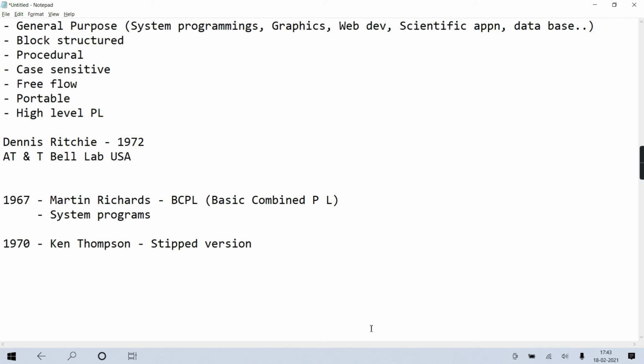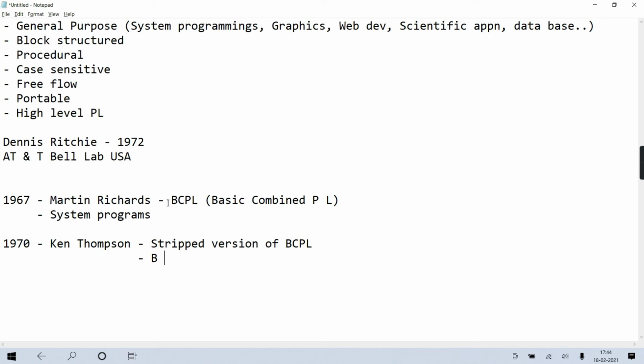A stripped version of BCPL, you can say, and he gave the name to it as B. Now you'll ask why B? He thought of a very funny reason. There is no big history behind it. B, because he said the ancestor of that previous language from which it is derived, the first letter of BCPL is B. So he thought of using B.